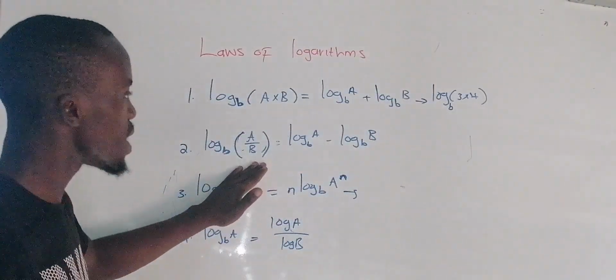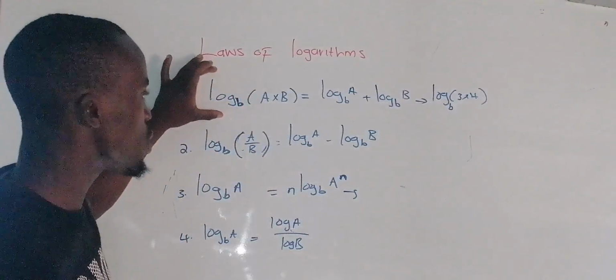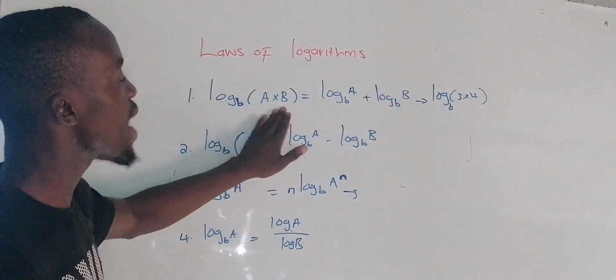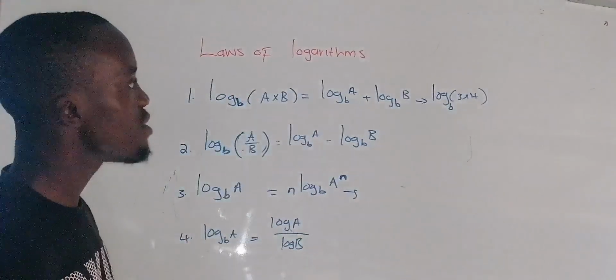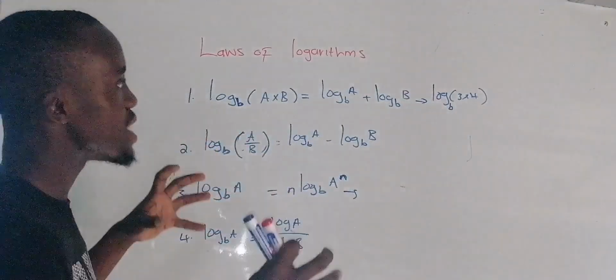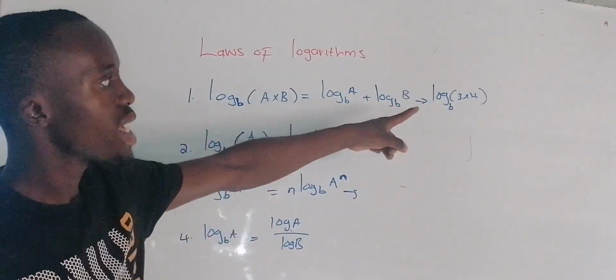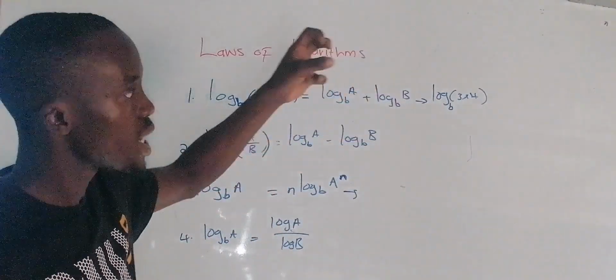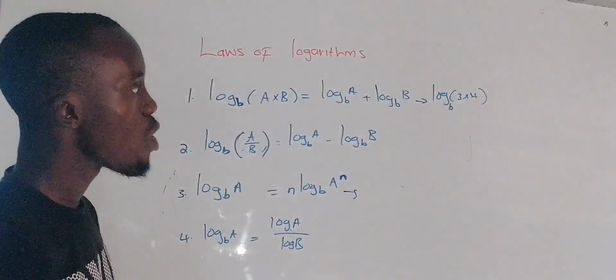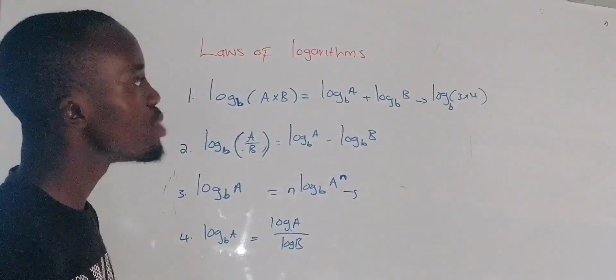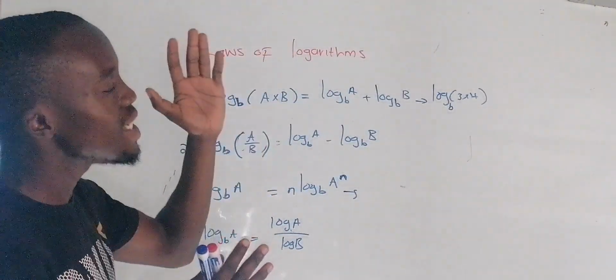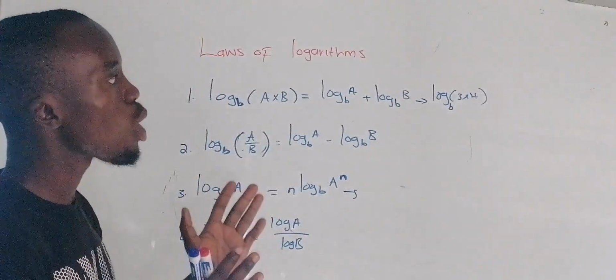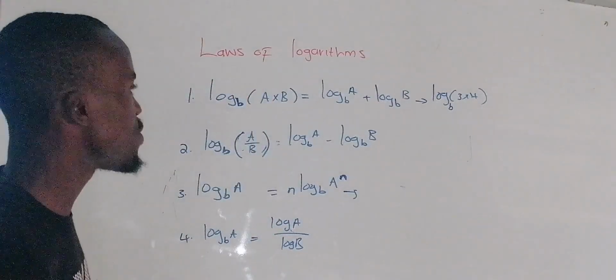So you must know this law. It's very important for you to know it. Whenever you see the exponents being multiplied, you have to expand them. Since I made that example there, log 3 times 4 base B, the answer will be log 3 base B plus log 4 base B. I don't know if you understand that.